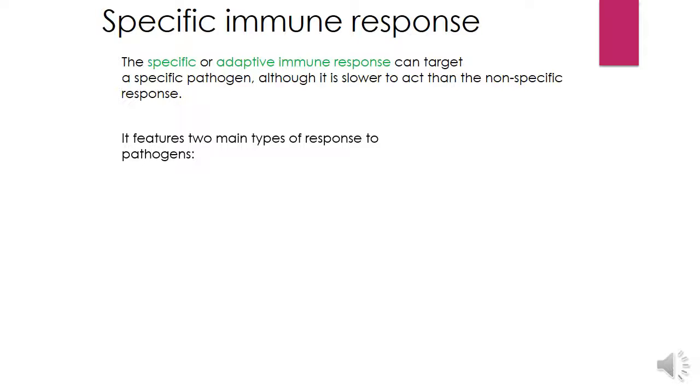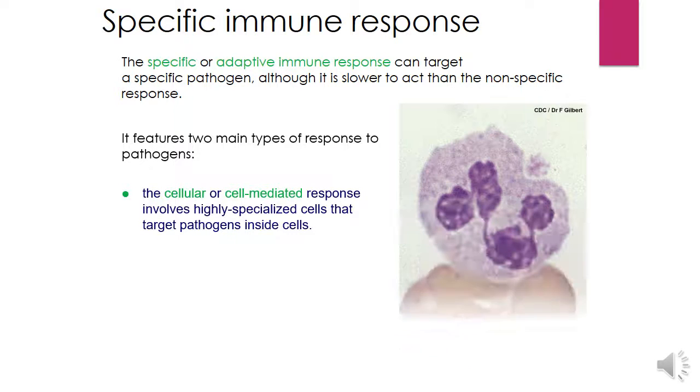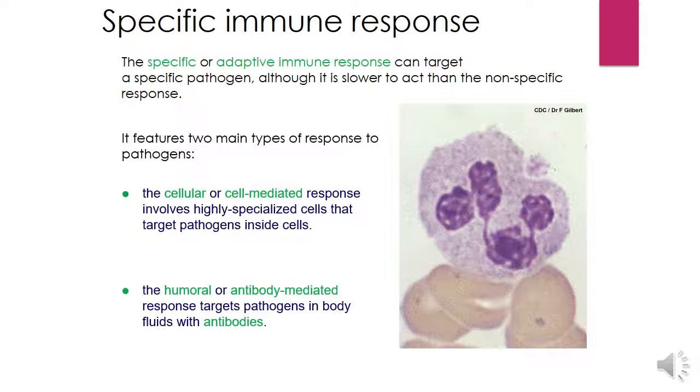So the specific immune response, also called the adaptive immune response, targets specific pathogens, but it is slower than the non-specific because it is specific. It has to form reactions to certain ones. Okay, so the cellular or cell-mediated response of the specific immune response system involves highly specialized cells that target pathogens inside the cell. And then the humoral or antibody-mediated response targets pathogens in body fluids with antibodies.